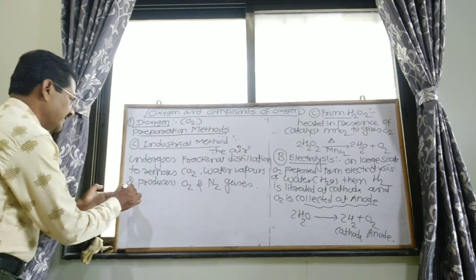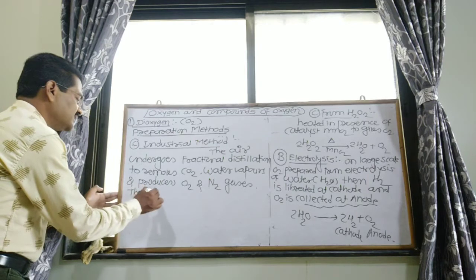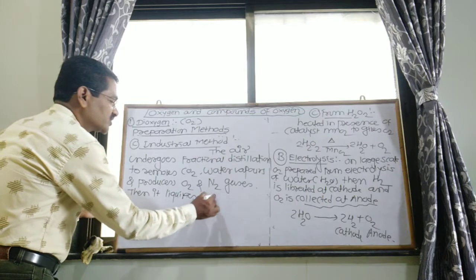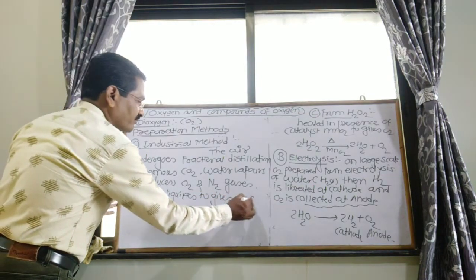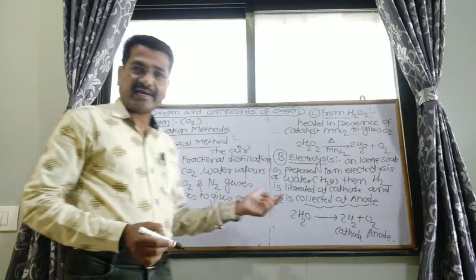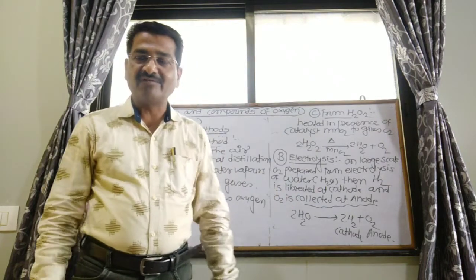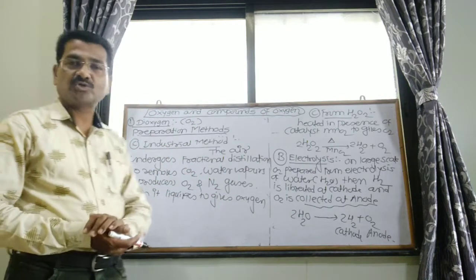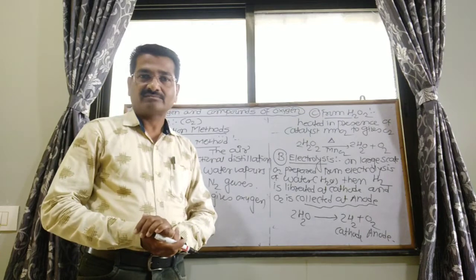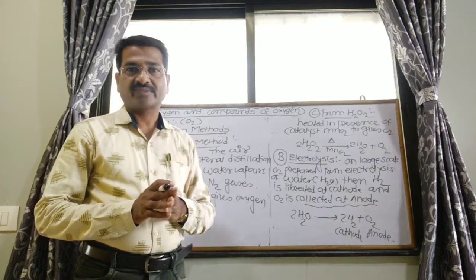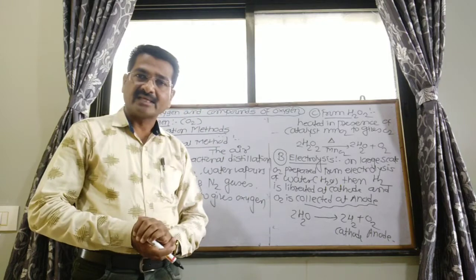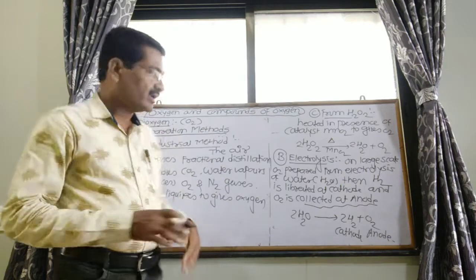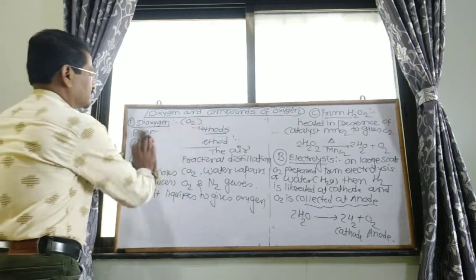Then it liquefies. Again, this oxygen and nitrogen mixture liquefies, and we separate the oxygen. In this way, we can separate oxygen from air, and that is called the industrial method. So first is the laboratory method, second is electrolysis, and third is the industrial method of preparation of oxygen.